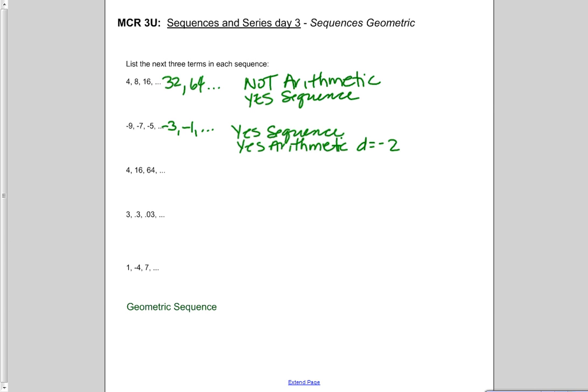The third one, 4, 16, 64, is a sequence. You could find subsequent terms by multiplying by 4. So it is predictable, following a pattern. It is a sequence, but it is not arithmetic.